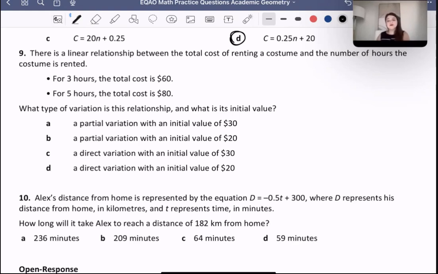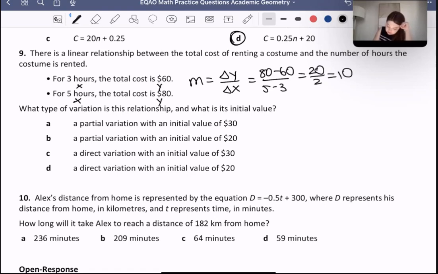So, to find out, we first need to find what is our slope, okay? So it says for 3 hours, the cost is 60, and for 5 hours, the cost is 80. So that means our slope is going to be delta y over delta x. And let's assume that the time is our x and our total cost is y, right? We want to know the cost per hour, right? Not the other way around, not the hour per dollar cost, right? So therefore, we would have 5 minus 3 on the bottom and 80 minus 60 on the top, and it would be 20 over 2, which is going to be 10.